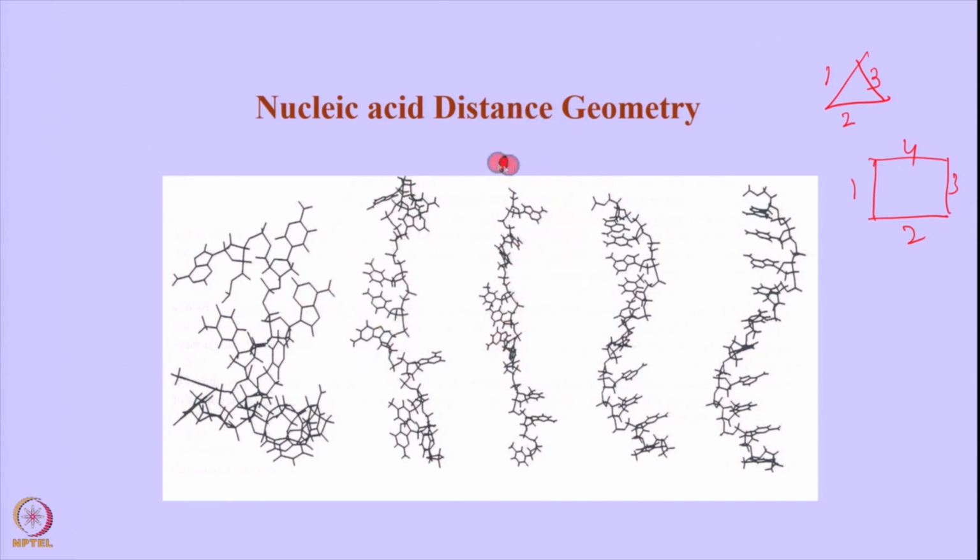Therefore, you have to develop an algorithm. This algorithm is called torsion angle distance geometry. What I am describing here is called TAND. This was developed in our lab by a student called Ajay Kumar: TAND, torsion angle based distance geometry.